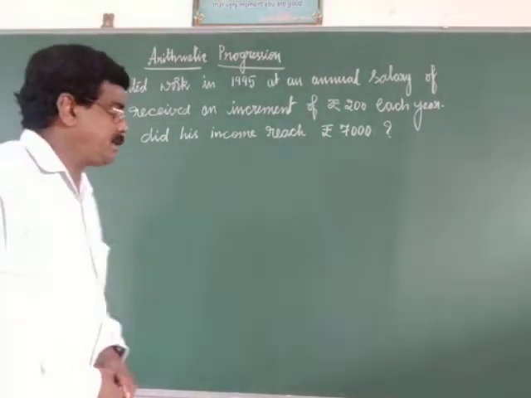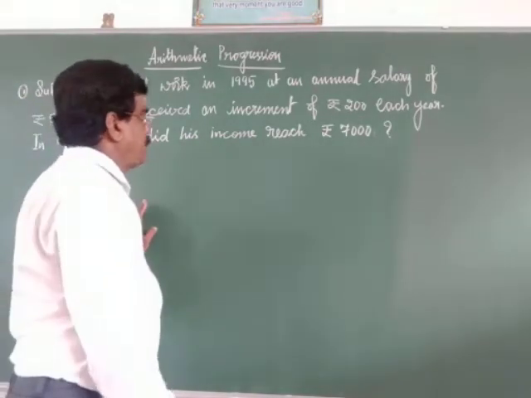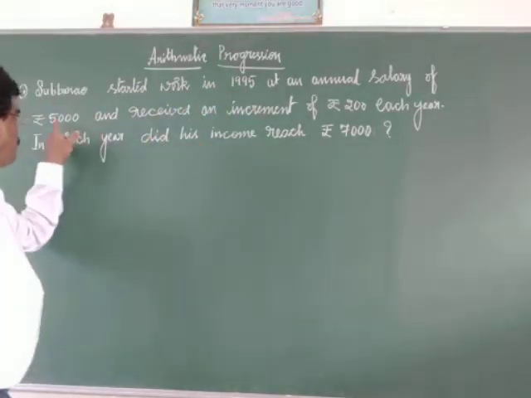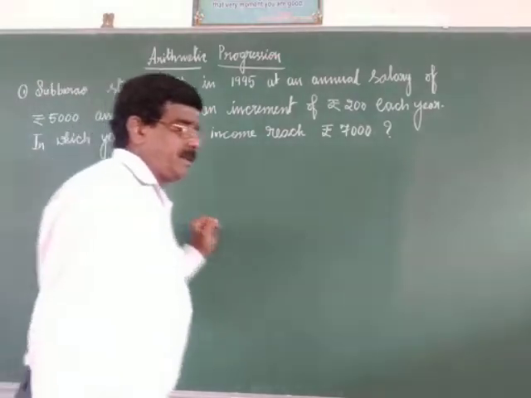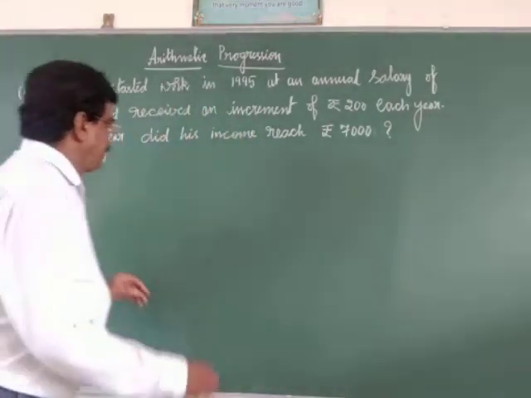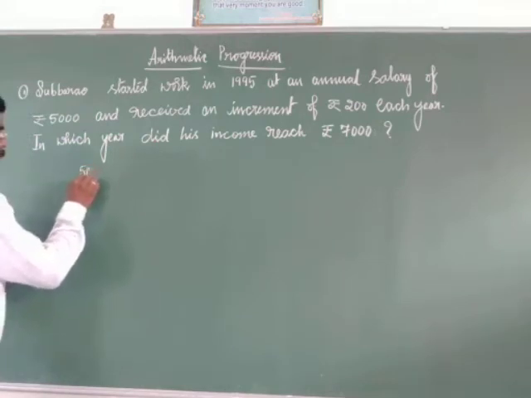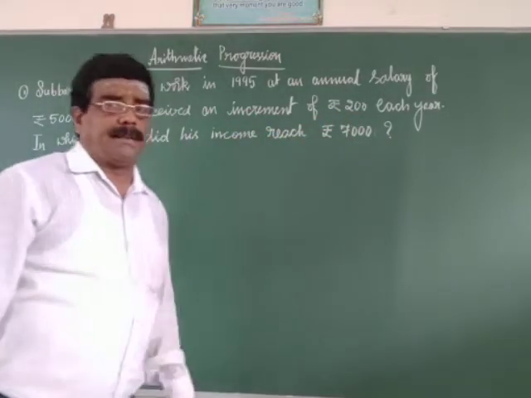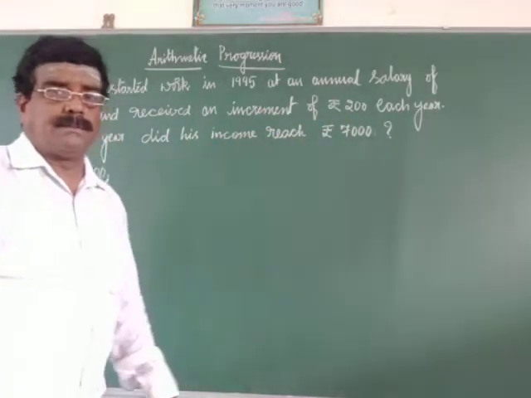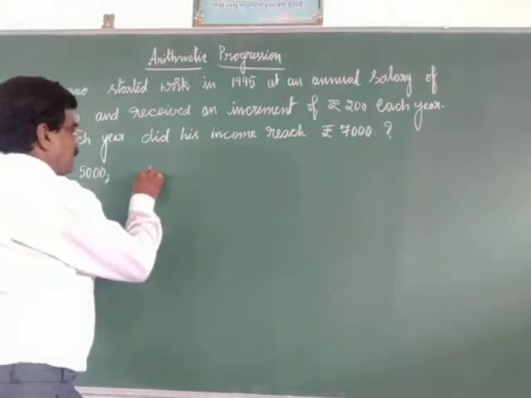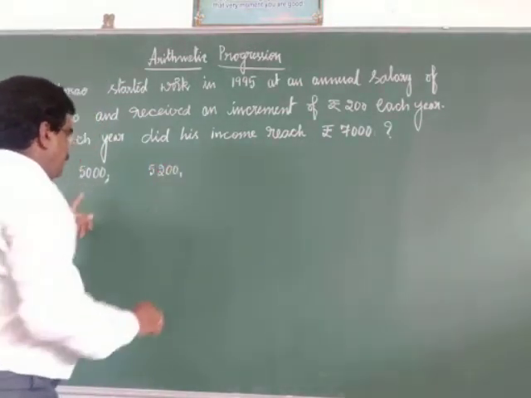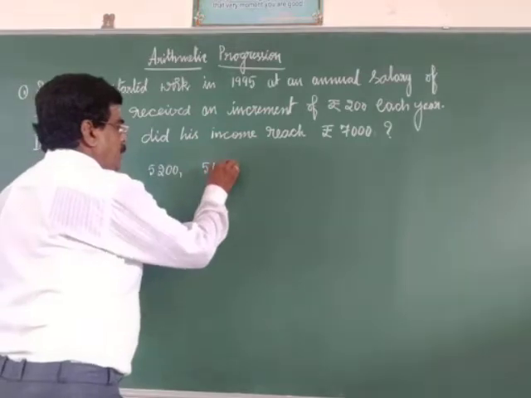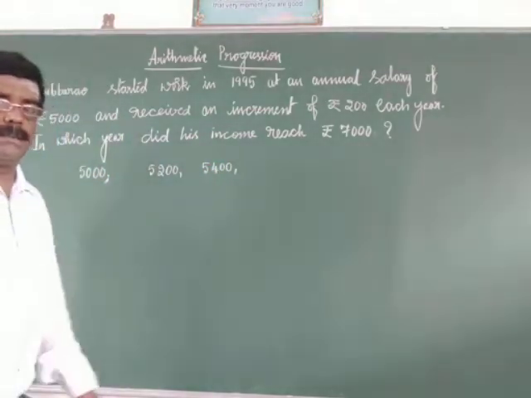So again, you must know that it is a sum related to arithmetic progression. He started work in 1995 with an income of rupees 5,000, so it is considered as the first term A, that is 5,000 rupees, and received an increment of rupees 200. Rupees 200 in the sense what? You have to add the 200, that is 5,200. This is in the second year, and again 200 added, 5,400. This is in the third year.